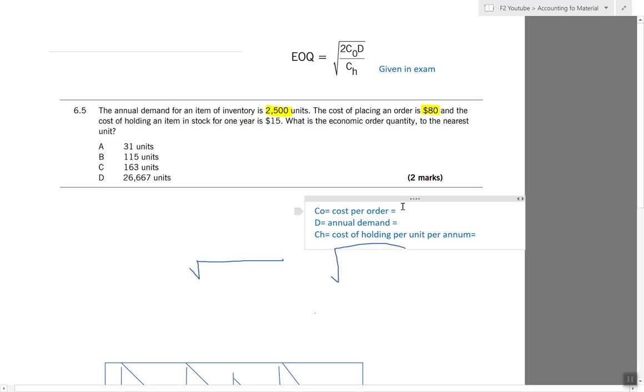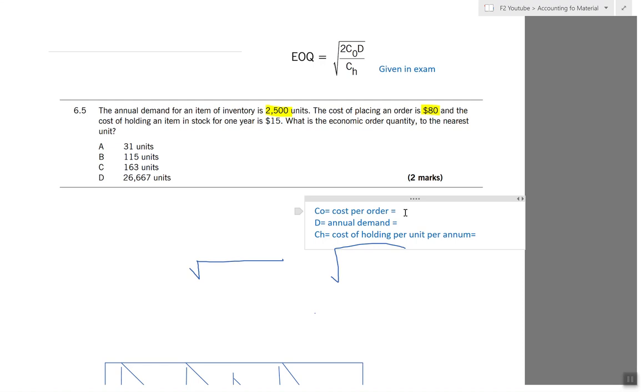What is CO? Cost per order. D is demand, annual demand. If it is not annual demand, you have to convert it to annual. So things here have to be annual. CH is the cost of holding per unit per annum. If cost of holding is not given per annum, you have to convert it to per annum. So demand and holding cost, both of them need to be per annum.